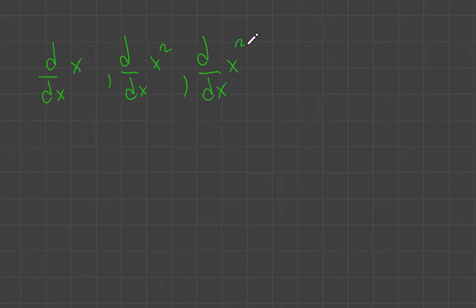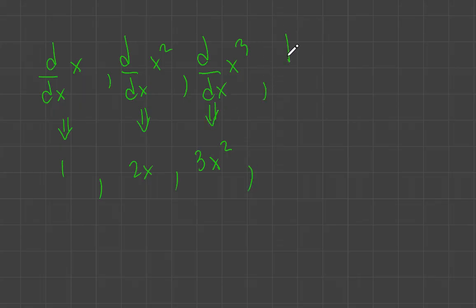Last time I made a video, I was talking about derivatives. I took the derivative of x, the derivative of x squared, and the derivative of x cubed. And I did them all out the long way, and I found out that the derivative of x equals 1. The derivative of x squared was 2x. The derivative of x cubed was 3x squared.